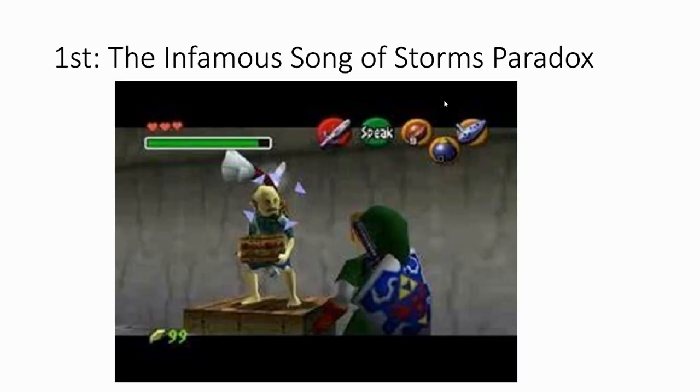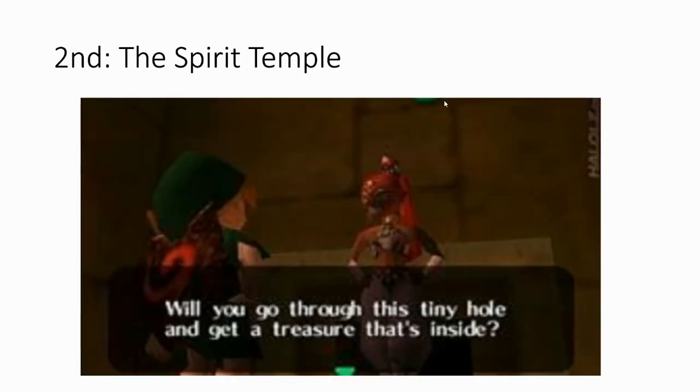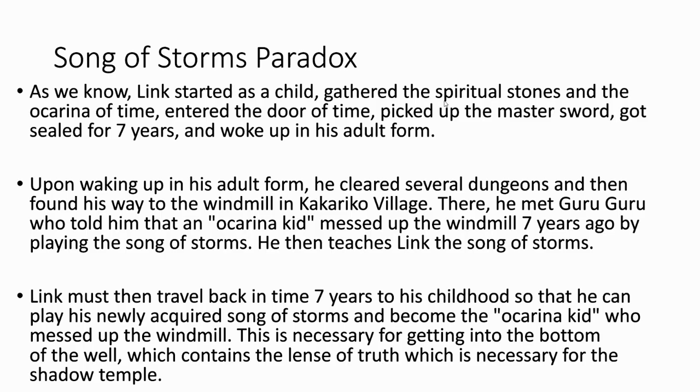And these 2 points are: first, in order to enact the infamous Song of Storms paradox, and secondly, during the beginning of the Spirit Temple. So let's talk about the Song of Storms paradox first.